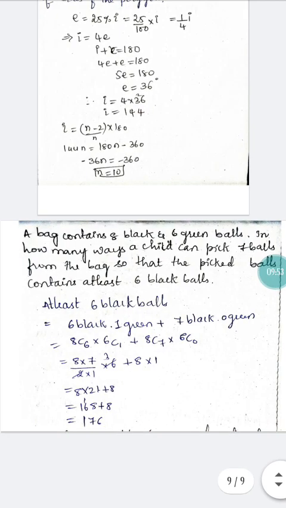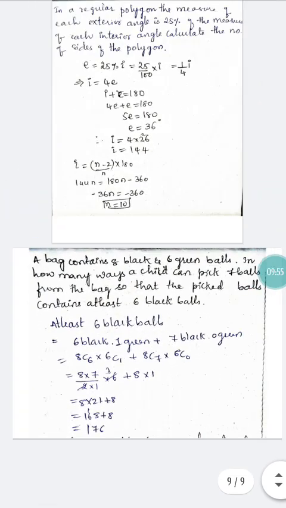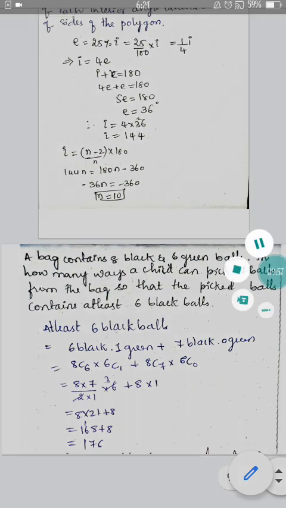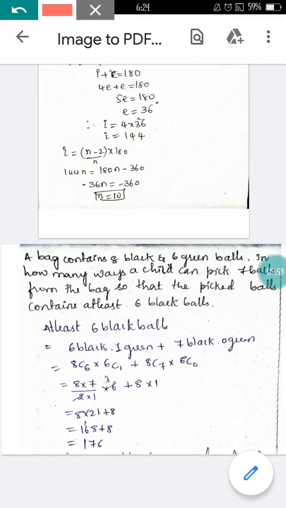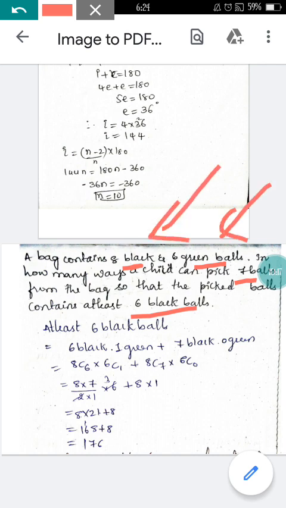This is the last question of this video, right? A bag contains 8 black and 6 green balls. In how many ways can a child pick 7 balls from the bag so that the picked balls contain at least 6 black balls? So what they are asking is that in a bag there are 8 black and 6 green balls. So what is the total number of balls you are going to have? It is 14.